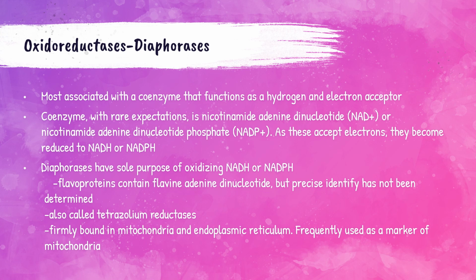Diaphorases are flavoproteins that contain flavin adenine dinucleotide, so they are also called tetrazolium reductases. These are firmly bound in mitochondria and the endoplasmic reticulum. They are really important in muscle enzyme histochemistry. It's an enzyme that is commonly used as a marker for the presence or detection of mitochondria.